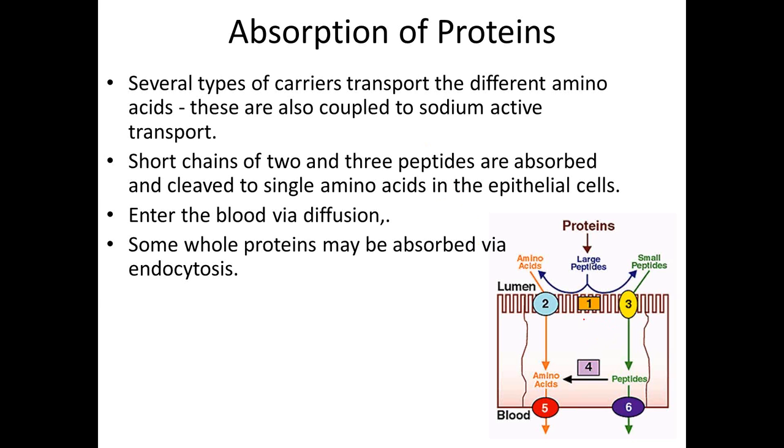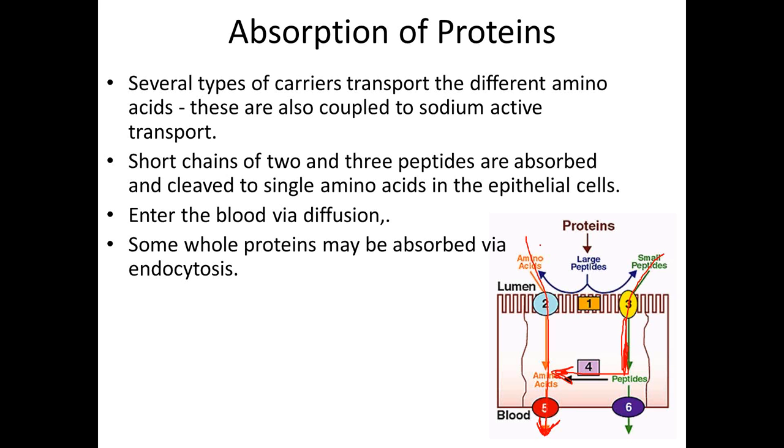Okay, so first of all, individual amino acids that have been broken down will easily pass through to the blood through the cells. Small peptides need to be broken down into single peptides and then amino acids inside the cell. Large peptides don't enter and stay outside, and they need to be broken down further before they get in.